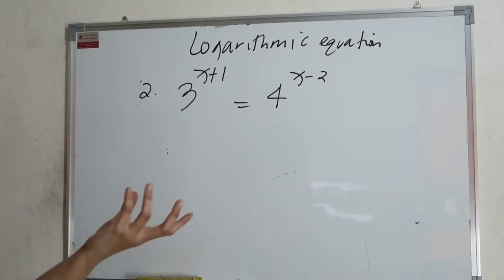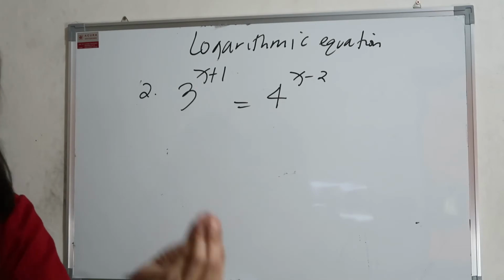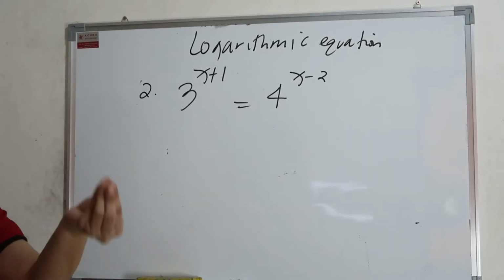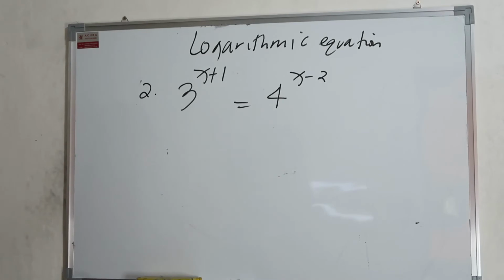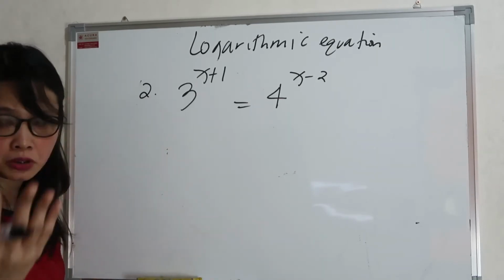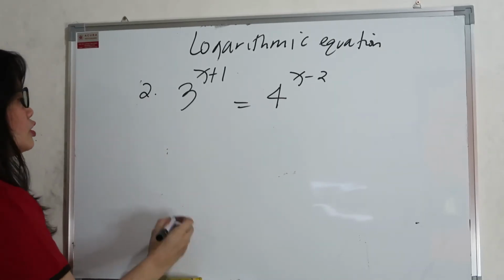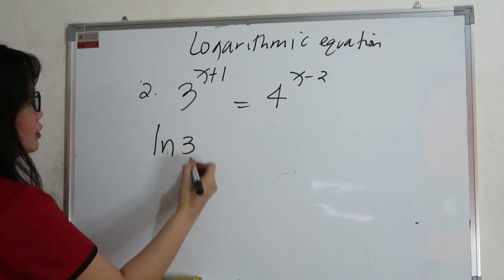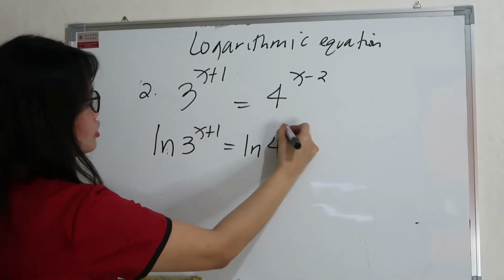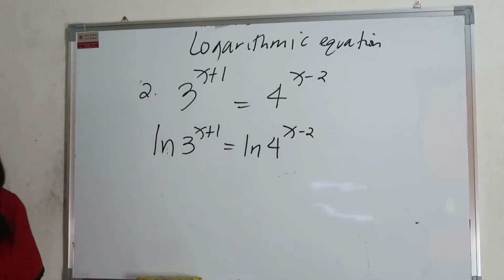How do we do that? You can use log or ln. Let's try ln in this case. Log and ln are the same since the natural log is ln. We need to write ln on both sides; it's up to you, you will come up with the same answer. So we have ln of 3 raised to x plus 1 is equal to ln of 4 raised to x minus 2.